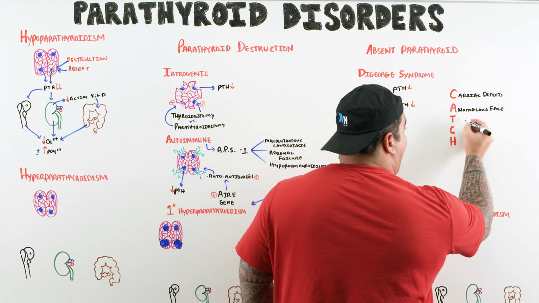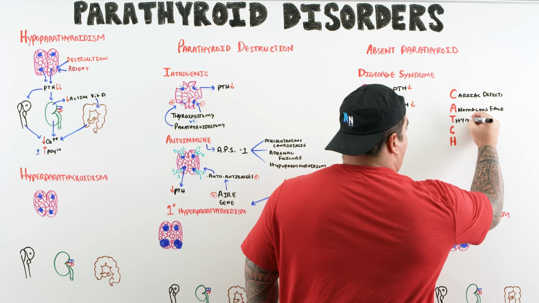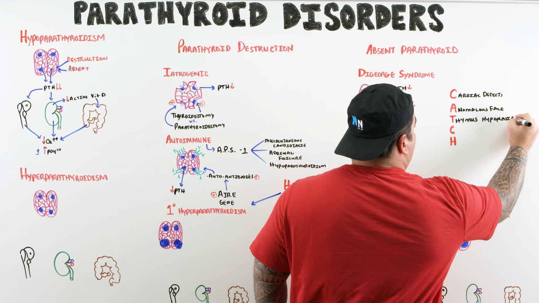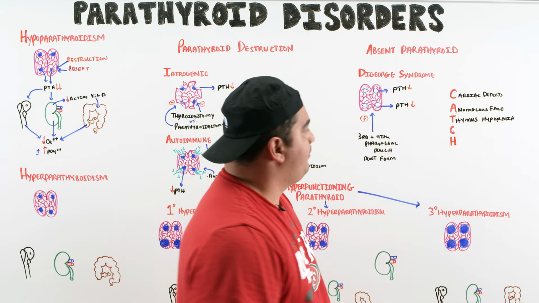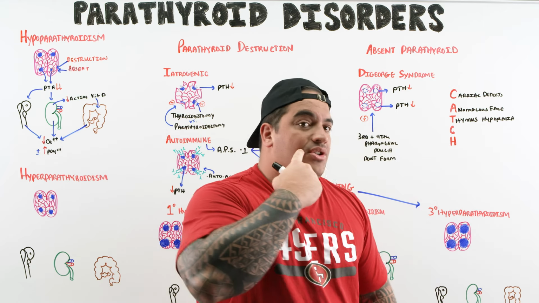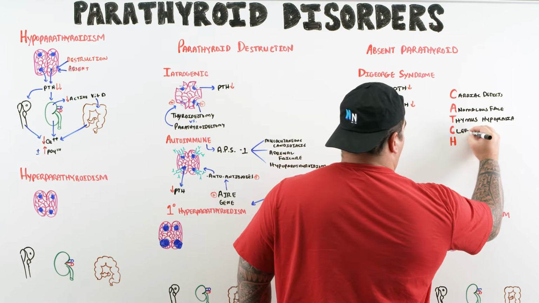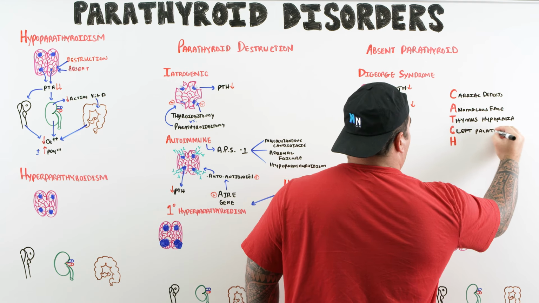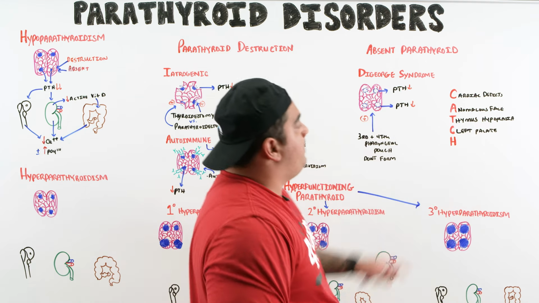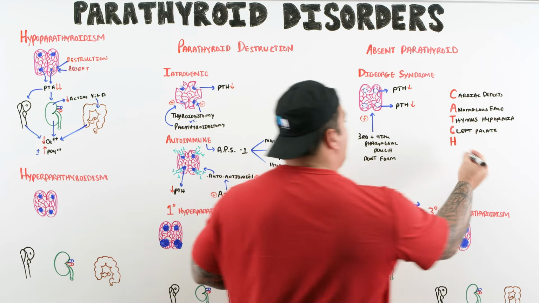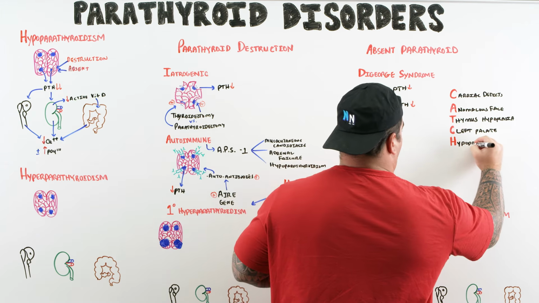The thymus gland doesn't get formed properly, and so they can experience what's called thymus hypoplasia, which puts them at super high risk for infections. The other one here is they can also have cleft palates, which is also really important to remember. And last but not least, they have hypoparathyroidism. So these are the big things that I want you guys to be able to remember.